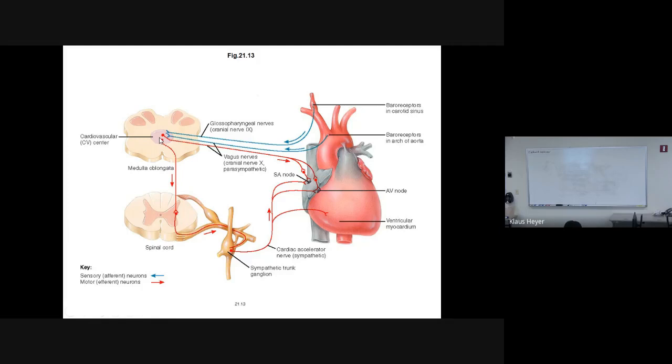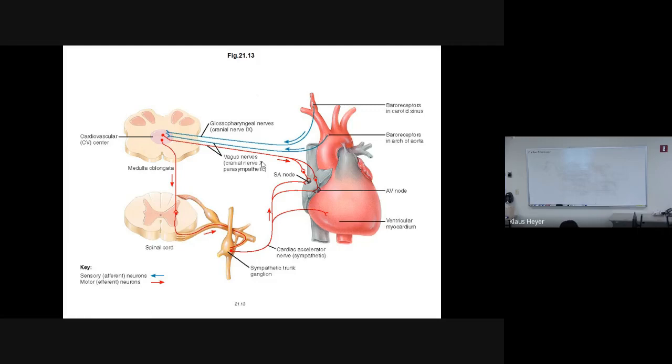And then signals are sent back by the vagus nerve. So just like with heart rate, right? So you see two different things going out. One is to the, well, they're not showing it to you, but one's going to be the blood vessels. So you can go to blood vessels directly, and you can constrict them or relax them.